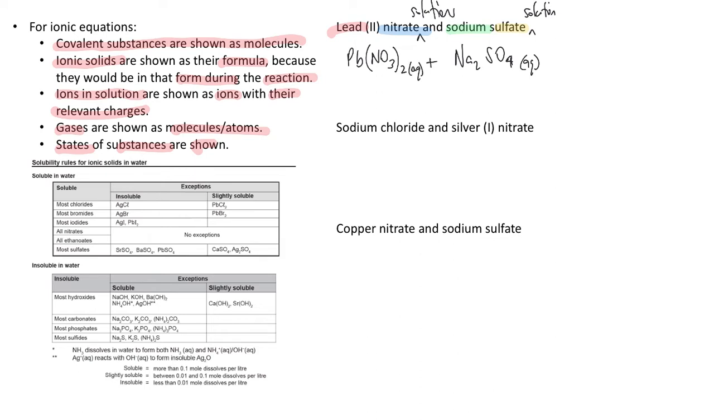But in reality, you would say that this is Pb2+ aqueous plus NO3, oops, I don't even need a 2 there, just 1 minus aqueous, plus Na+ aqueous plus SO4 2- aqueous. Those are the things that we're actually mixing together, right?